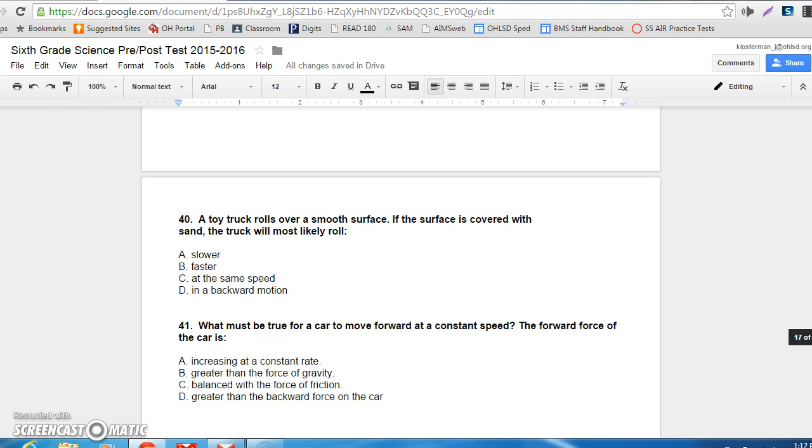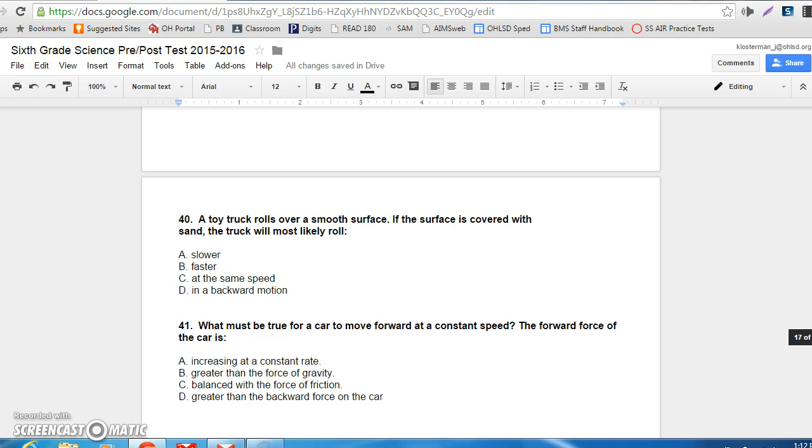Number 40. A toy truck rolls over a smooth surface. If the surface is covered with sand, the truck will most likely roll A, slower, B, faster, C, at the same speed, D, in a backward motion.